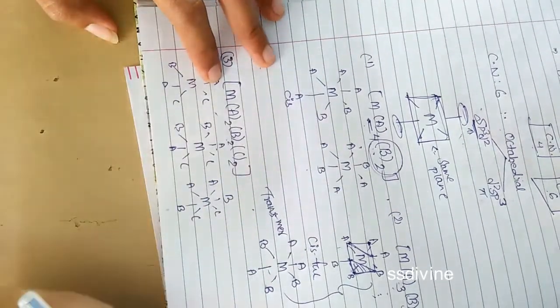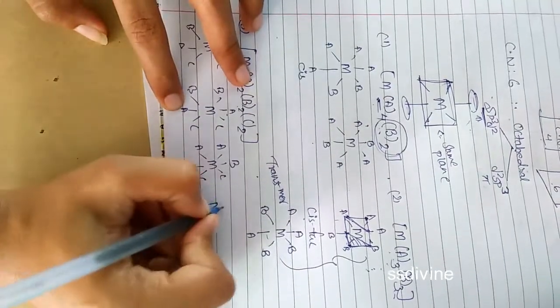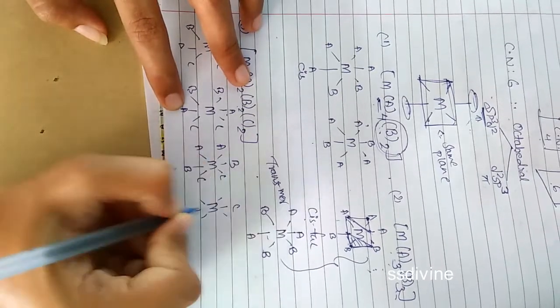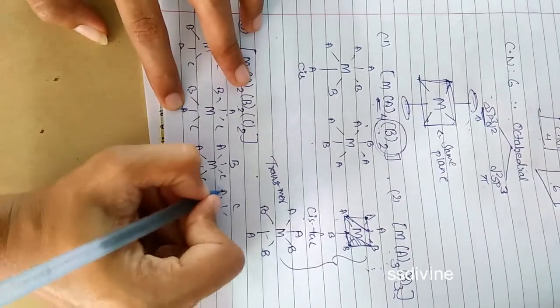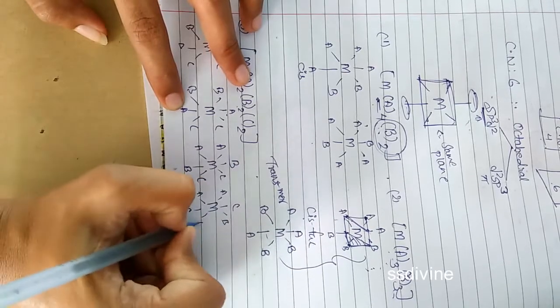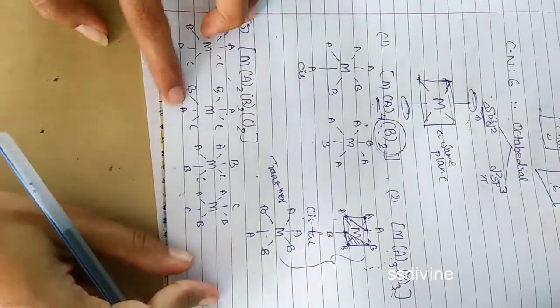Now give the turn to the C. So you will obtain C, C, and then here AA, B, B. So 4 are there, right?